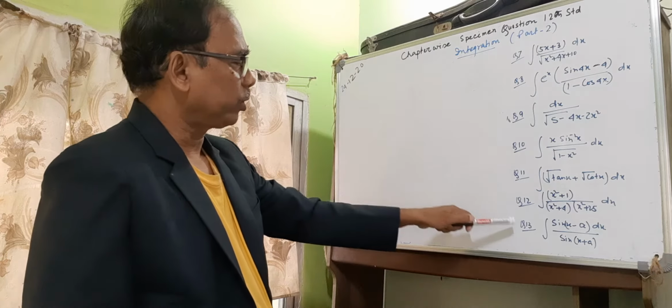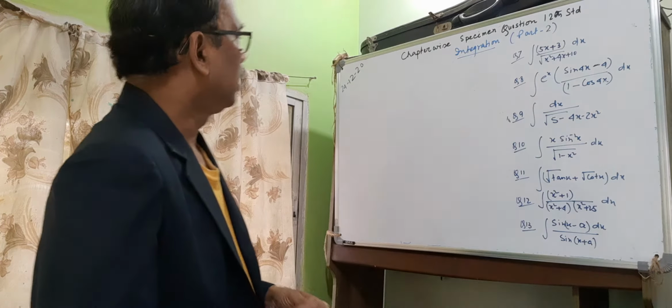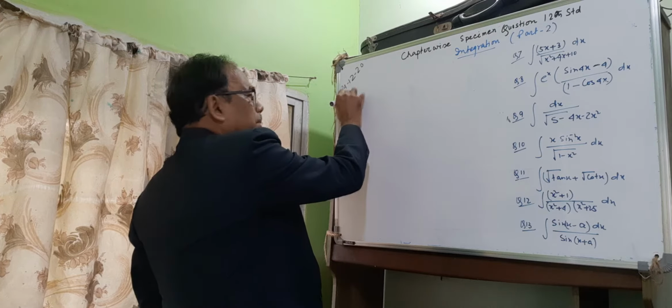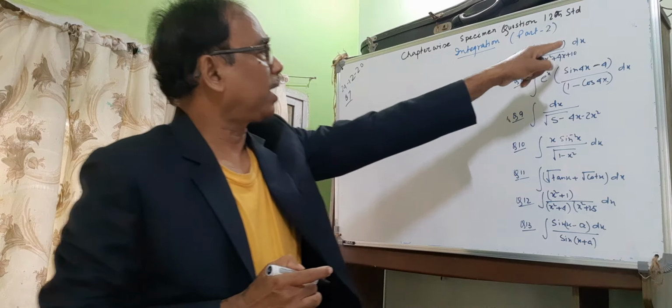Question number 7 to question number 13. There are 7 questions. Let's do the sum, question number 7. Here is 5x plus 3 by this.